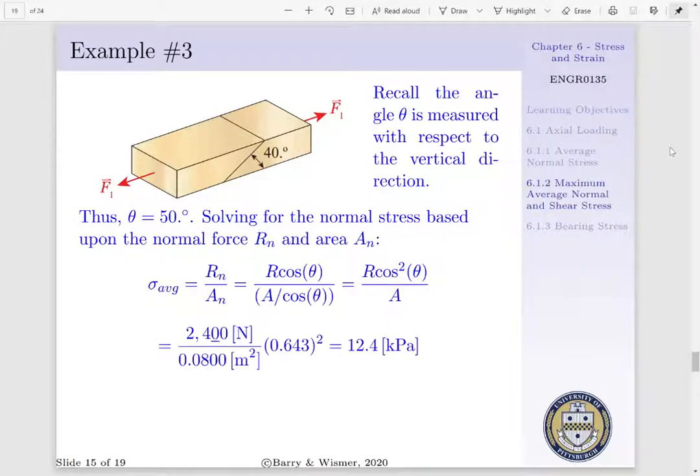When we substitute in our values, our internal reactionary force is going to be 2,400 newtons. Our cross-sectional area is going to be 0.0800 meters squared, and cosine theta gives us a value of 0.643, and we'll take this quantity squared. Thus, our average normal stress is 12.4 kPa.